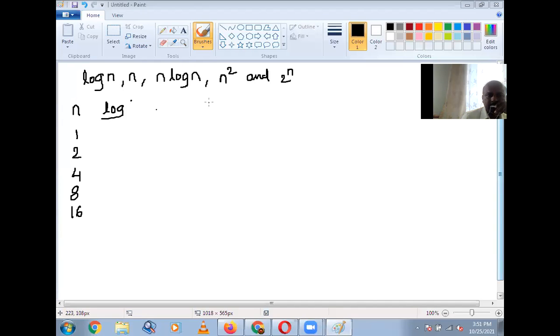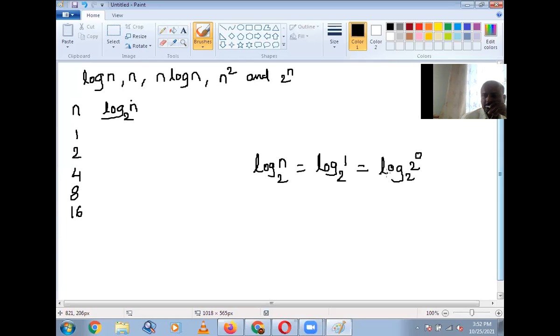So log n to the base 2, that is log n to the base 2, put the value of n here. Suppose value of n is 1, that is log base 2 value of n is 1. This one means log base 2 of 2 raised to 0. Are you getting?